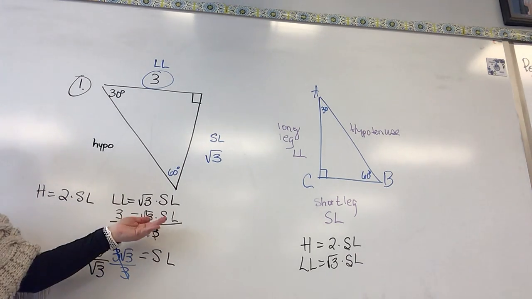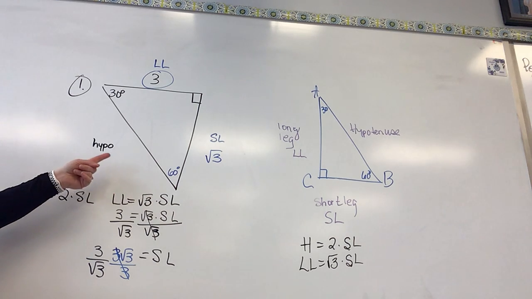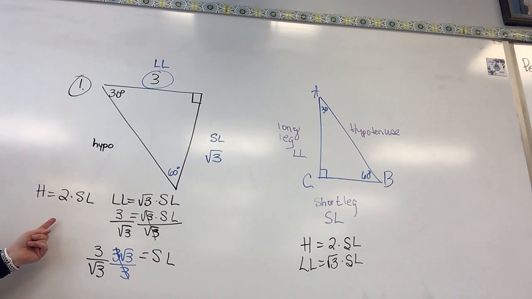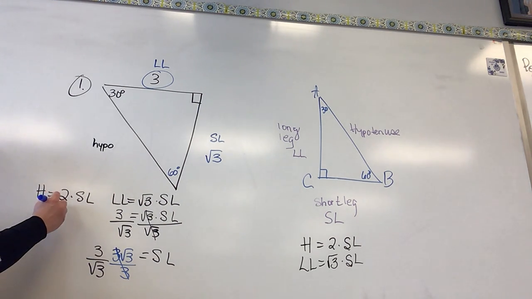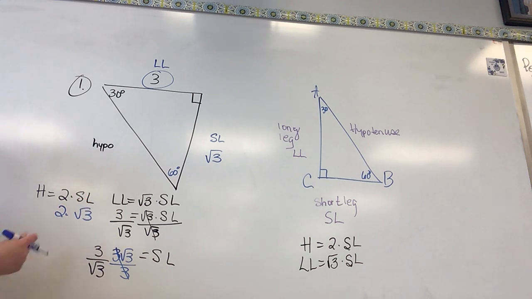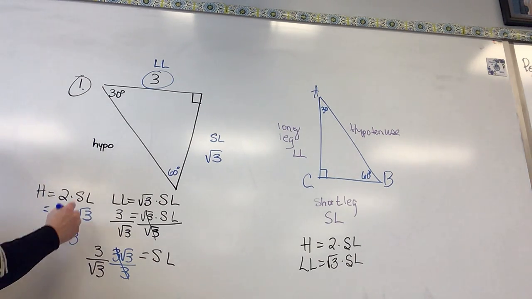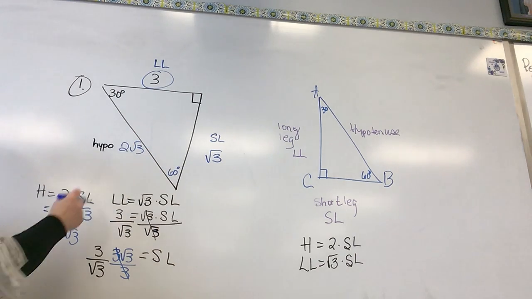Okay, so now that we have the short leg, I can go and put it into my hypotenuse formula, and it's 2 times radical 3. Well, an outside and an inside don't combine at all. They just sort of attach next to each other. And so what's my hypotenuse? 2 radical 3. Nice job.